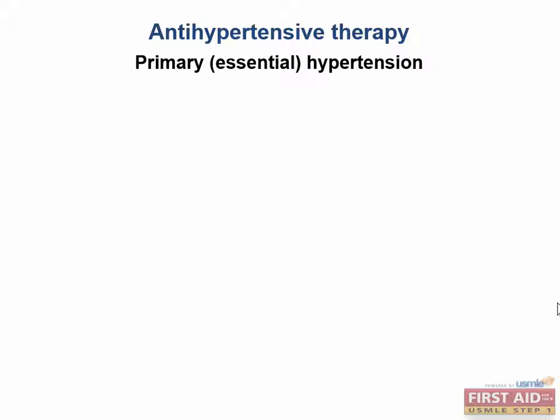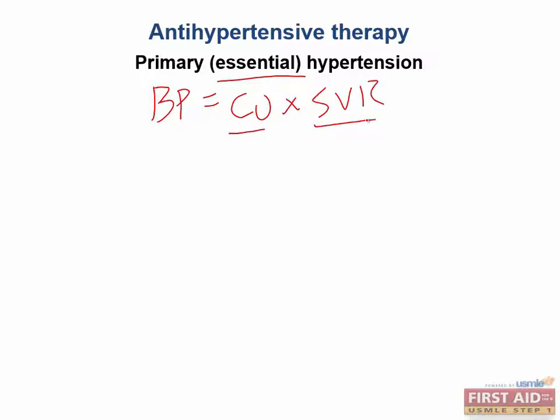Let's not waste any time here and get started with primary hypertension, previously called essential hypertension. Even though the exact pathophysiology of this disease is not completely understood, we can still make a therapeutic regimen by changing the two factors that determine blood pressure. Remember, blood pressure equals cardiac output times systemic vascular resistance. So all of the drugs we're going to talk about change either cardiac output or systemic vascular resistance. Some can have an effect on actually both.